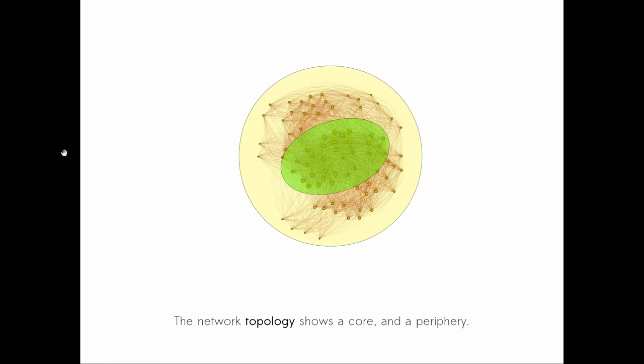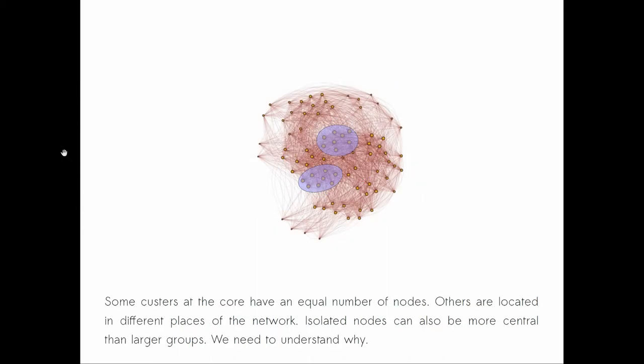We can see that the network topology is really classical. We have a center, a core, and a periphery. And we see that some clusters, here are the two most important clusters with eight artifacts each, might be placed all at the core or somewhat at the periphery. So that's an interesting observation, that the number of objects isn't related to this location in the network. We might have important clusters at the periphery and unique pieces at the core.